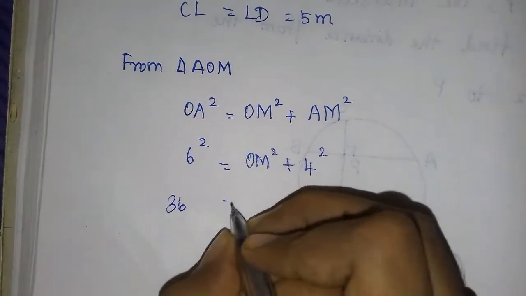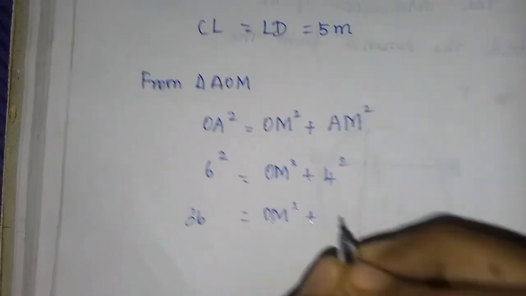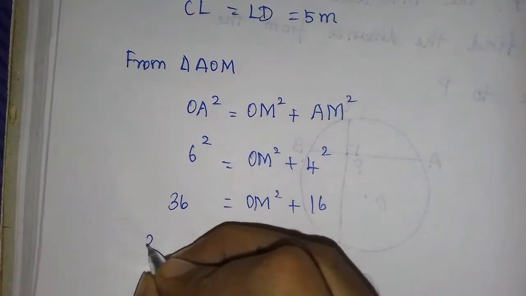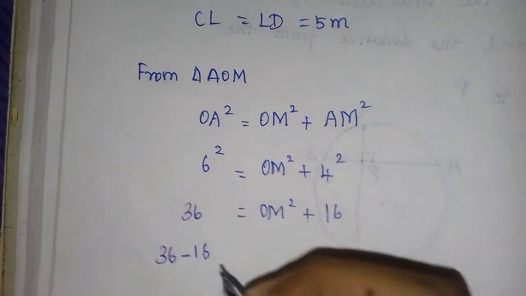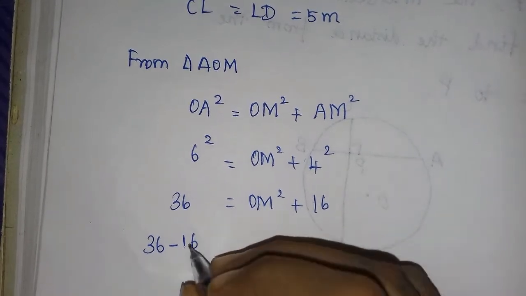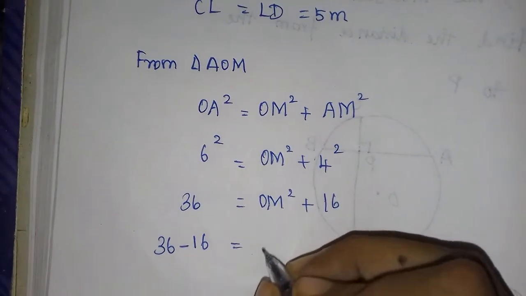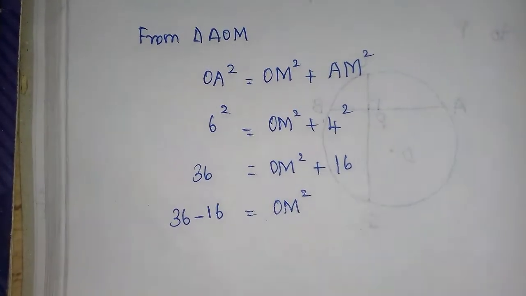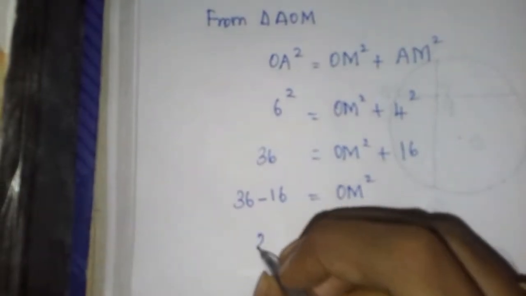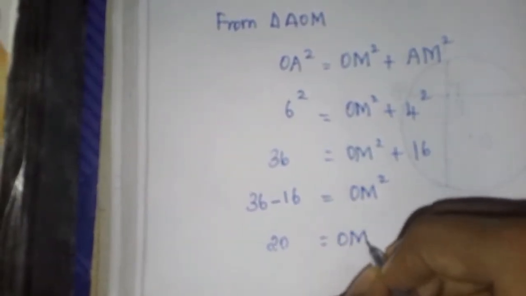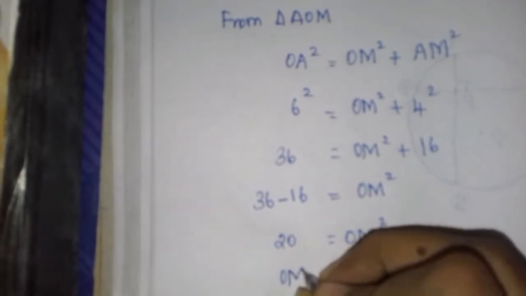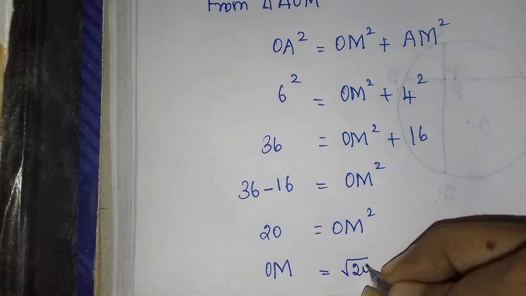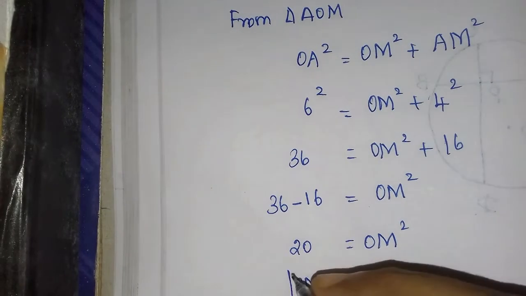6 square is 36, that is equal to OM square plus 16. Now let's bring the 16 to the left hand side. How will it be? 36 minus 16, because it is an addition on the right hand side, and when it goes to the left hand side it becomes subtraction, is equal to OM square. What will you get? 36 minus 16 is 20, that is equal to OM square. We need the value of OM. So OM is equal to root 20 meter.